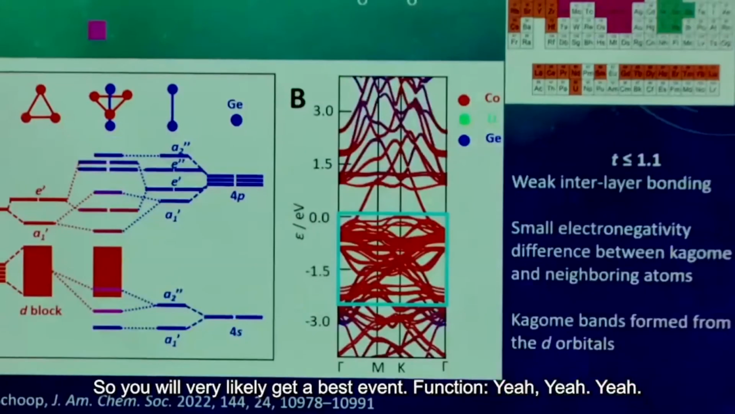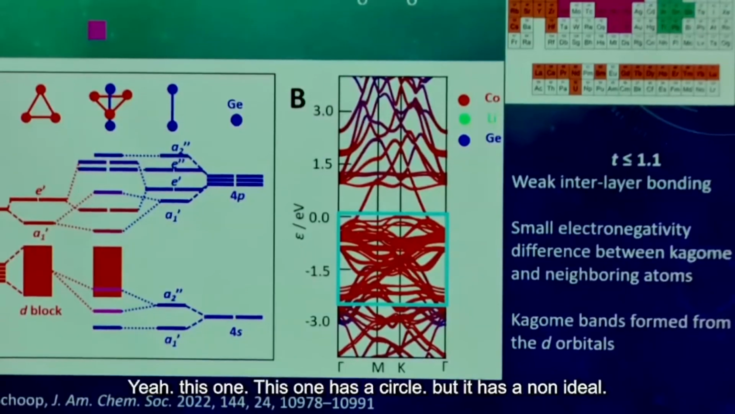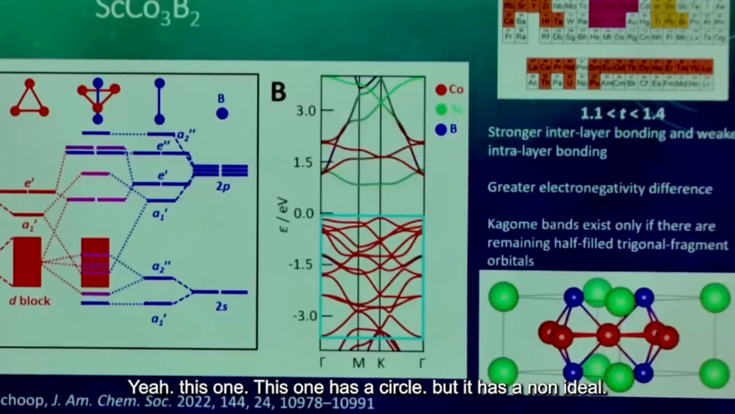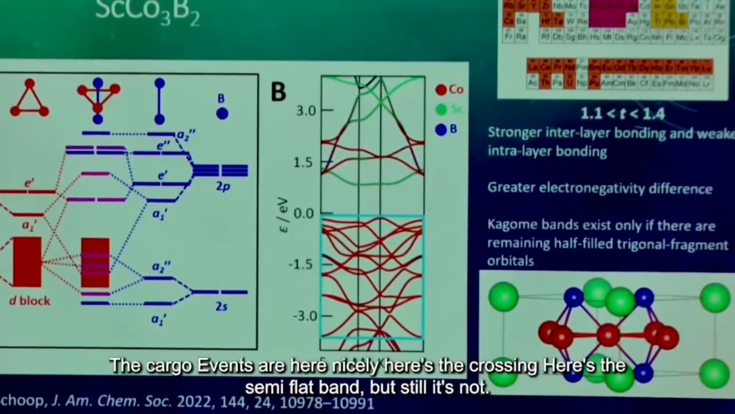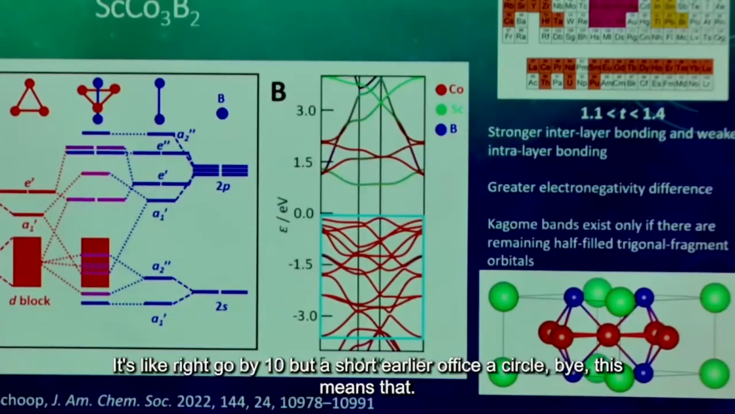You said that you have hundreds of them, which is isolated. Yeah. Do you have a band structure? Yes, this one. This one is isolated, but it has a non-ideal tolerance factor. And you see the Kagome bands are here nicely. Here's a crossing. Here's a semi-flat band. But still, it's not perfect. Cobalt tin, which I showed earlier, also is isolated, right?